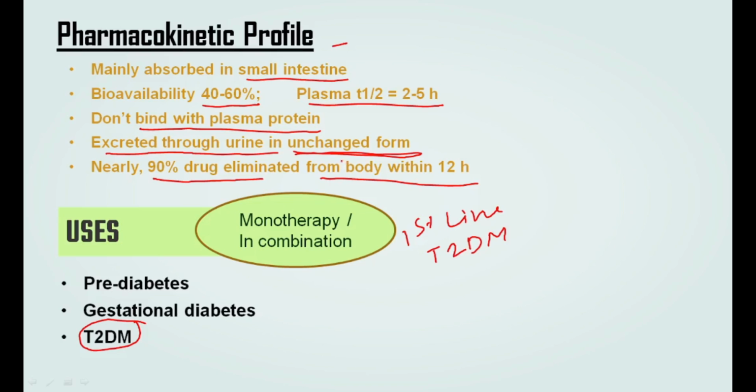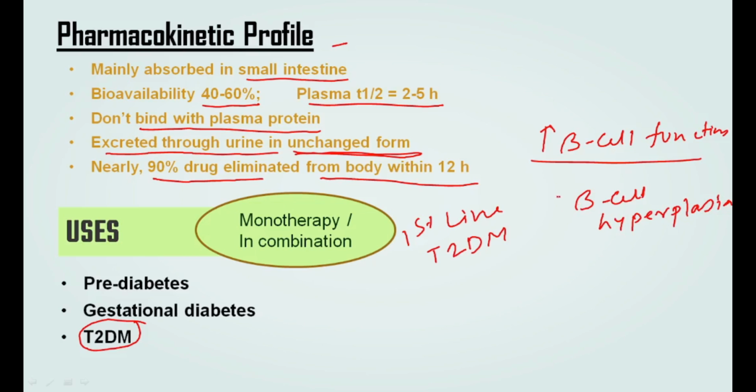Now it was seen that with this type of drug, metformin also improves the pancreatic beta cell function. It is increasing the beta cell function. So how is it increasing? Metformin reduces the compensatory pancreatic beta cell hyperplasia. Then metformin protects the beta cell. Beta cells are protected against glucotoxicity.